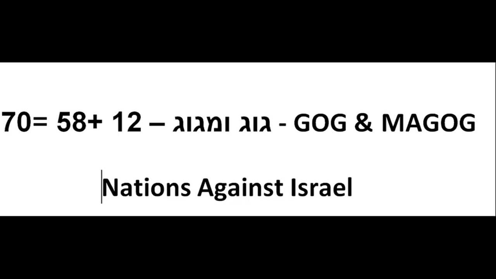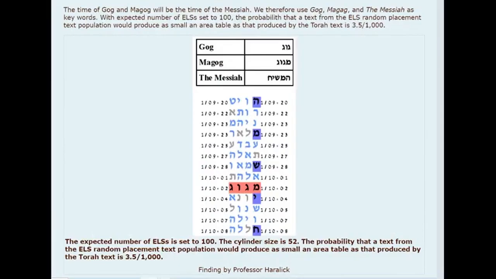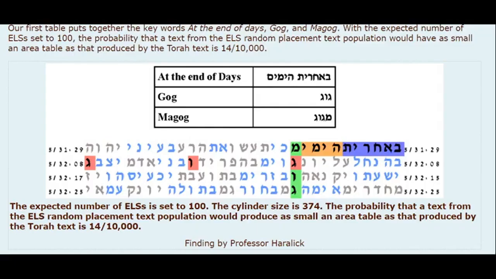So let us see those tables which are really based on nations which are against Israel. Let us see now, step by step. It's a long lecture, but very, very important. So this is the first one.